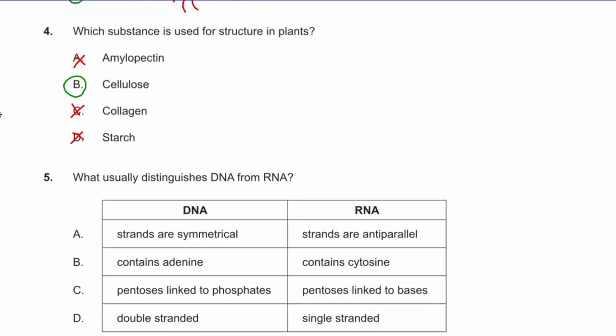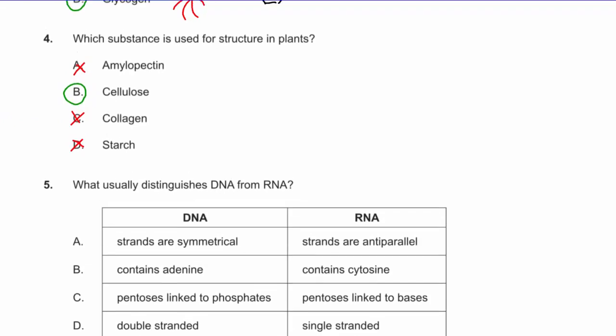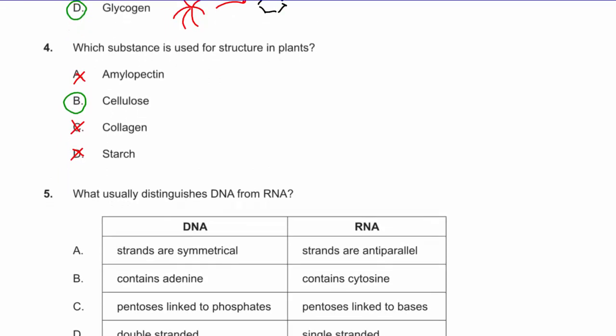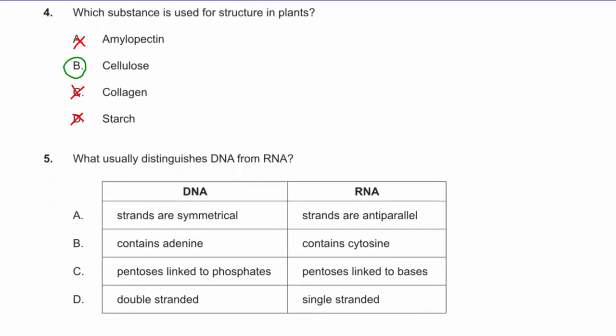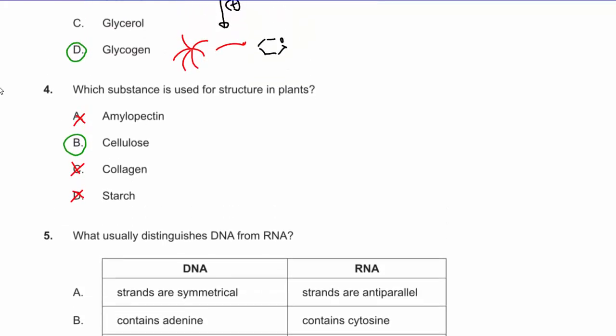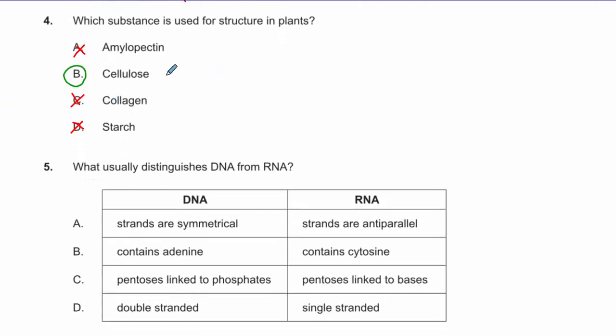Cellulose looks a little bit like starch or glycogen, but it has a completely different bond. And also the sugar molecules are not alpha glucose as in starch, but beta glucose. So the components are a little bit different, and the bond between the monomers are very different.